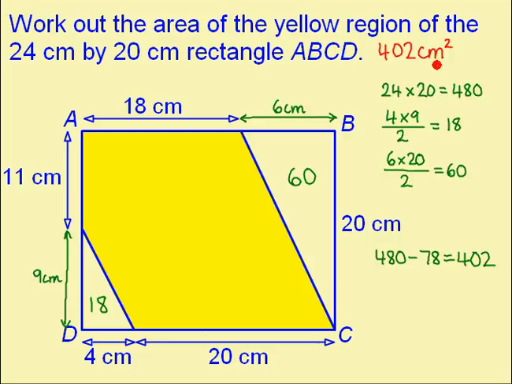Here's the answer. The rectangle is 24 centimetres by 20 centimetres, so the area of the rectangle is 480. The area of this triangle is 18, using the formula for the area of a triangle, and the area for this one is 60. 18 plus 60 is 78, and I can then take this off the 480 to get the yellow area.